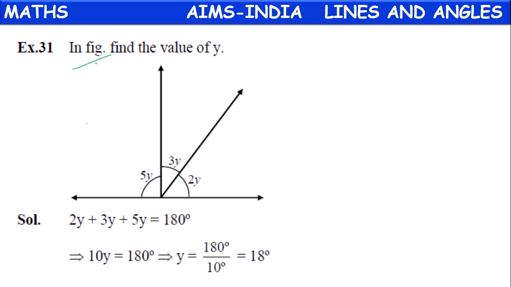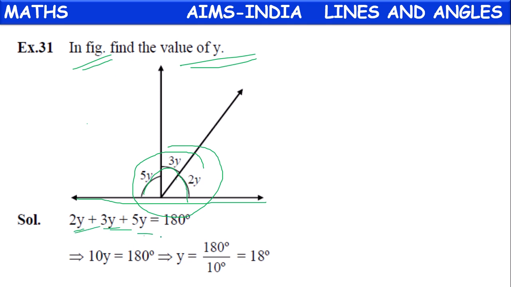Next one. In the figure, find the value of y. So this is the line. All angles on the same side of the line will be equal to 180. So 2y plus 3y plus 5y equals 180. So 10y equals 180. So y equals 180 by 10, that is 18 degrees.